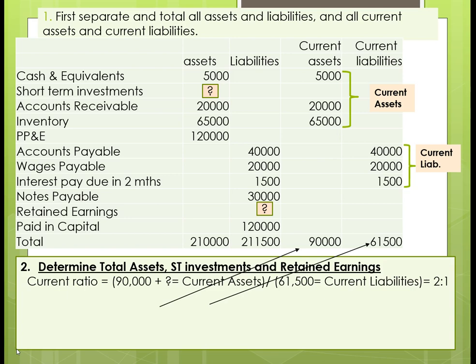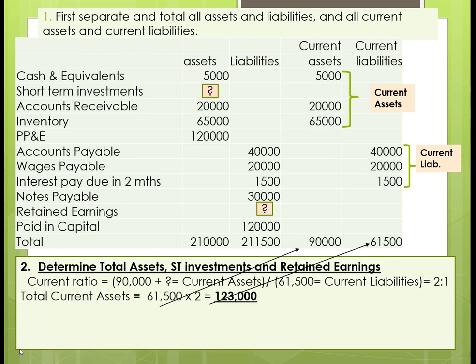Now, what we have is our current liabilities. So we have our denominator of 61,500, but we don't have our total current assets. All we have is 90,000, and what we don't have is the value to assign for short-term investments. We also know that the current ratio equals 2 to 1.